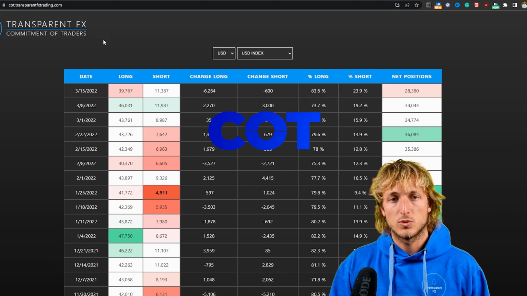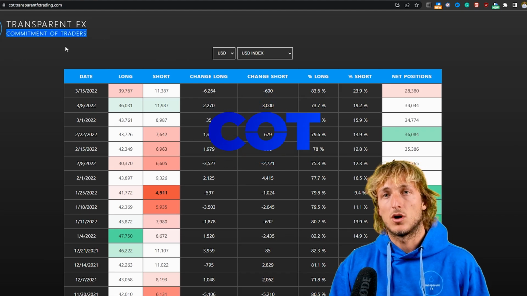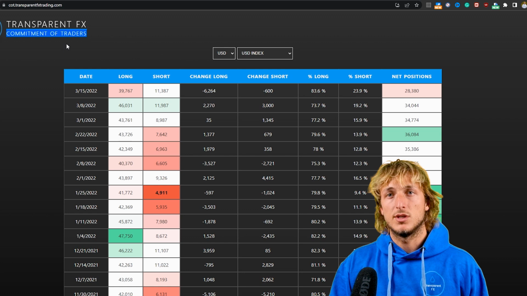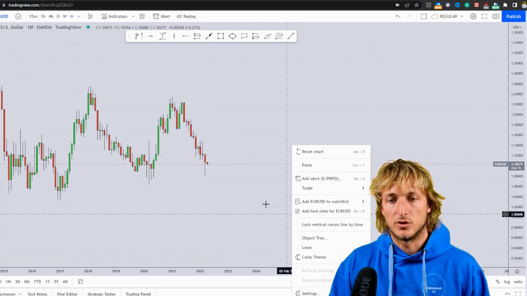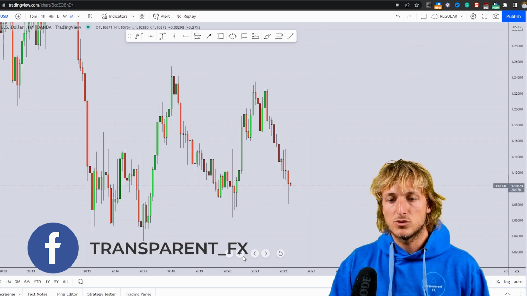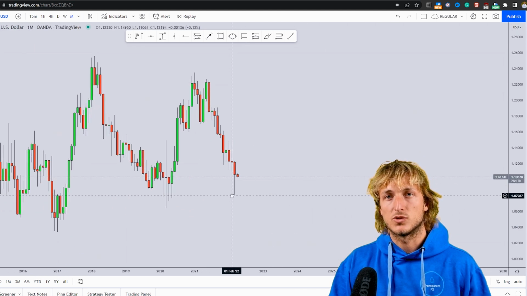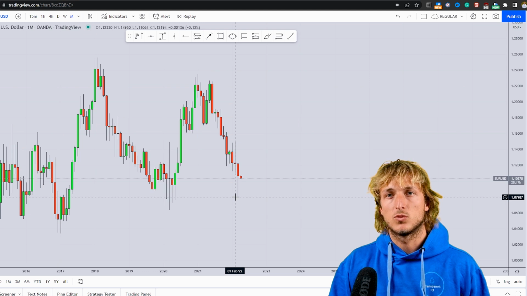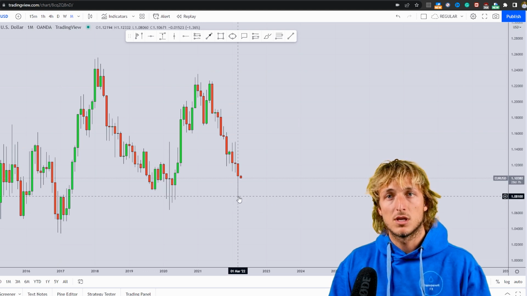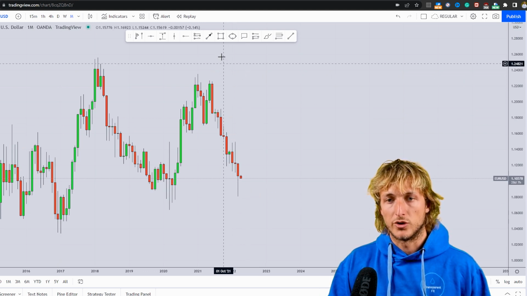We will also check what we have when it comes to the commitment of traders. So the COT data, which is what the non-commercials, so the biggest speculators in the market are doing. And by the end of the video, by using the combination of these two different types of analysis, we will try to understand where we have the highest probabilities for a potential move here on this pair.